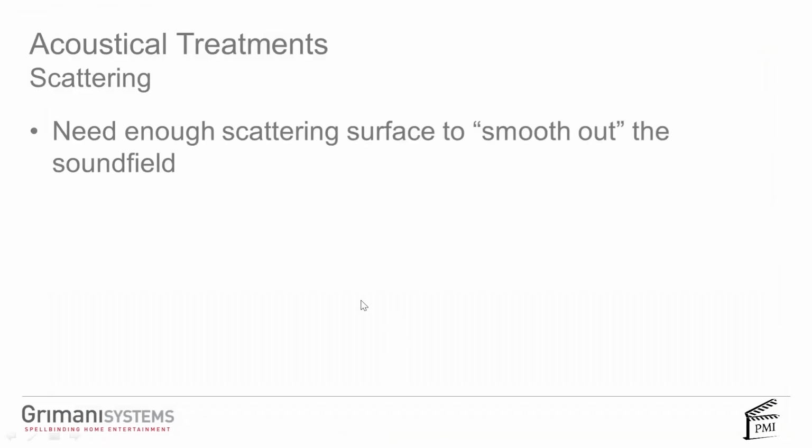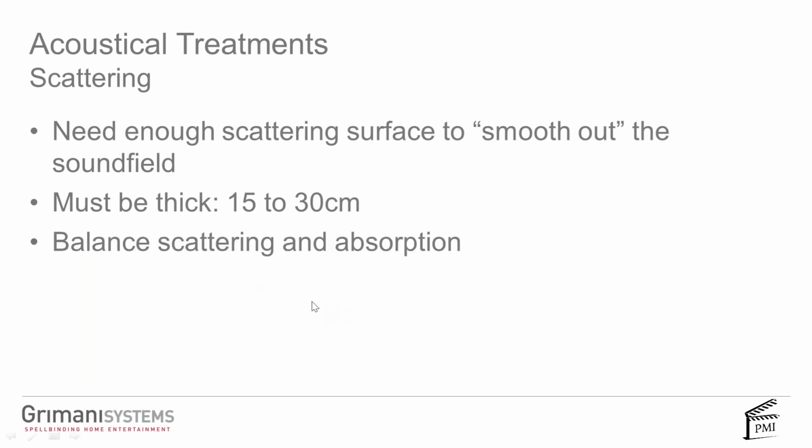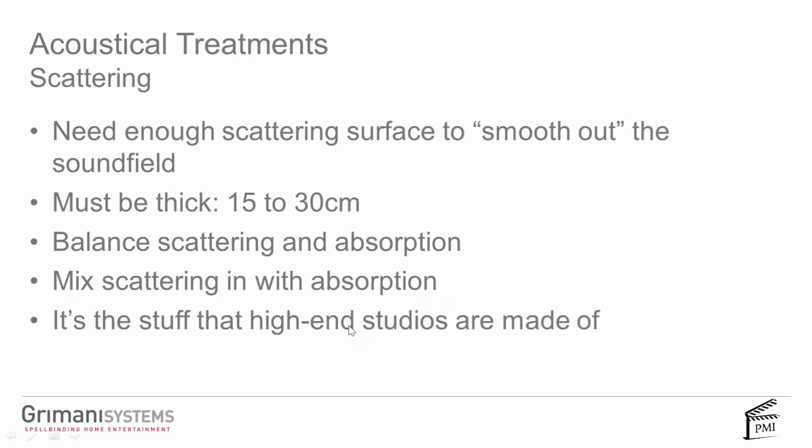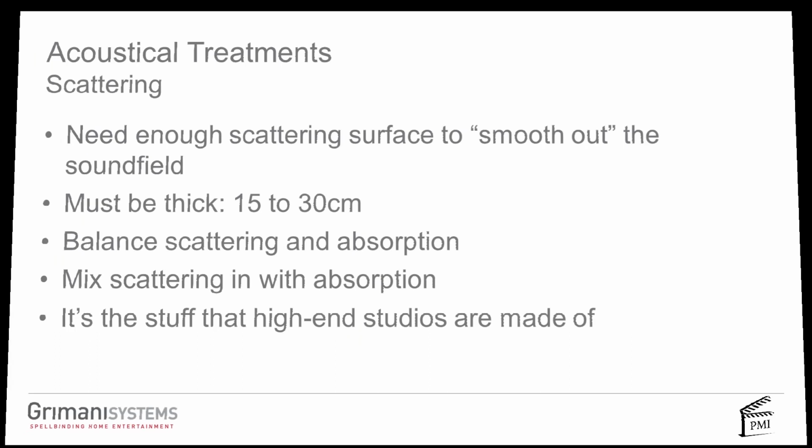In terms of scattering, overall, you want enough of these scattering surfaces to smooth out the sound field. They really want to be thick, between 15 and 30 centimeters, which is 6 to 12 inches, or else they don't work quite as well. And you want to balance how much absorption and how much scattering you have and interleave them. I mentioned that before in the section on absorption. You want to mix the scattering devices together with the absorbers. It is the stuff that high-end studios and high-end recording and high-end listening rooms should be made of, okay?